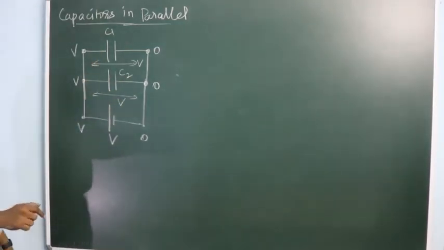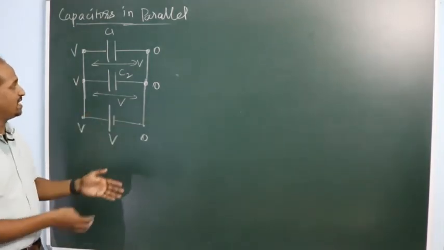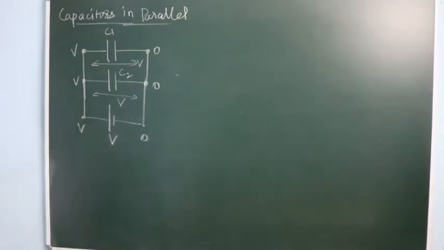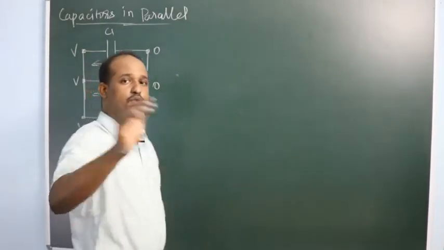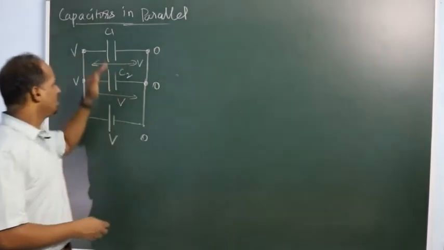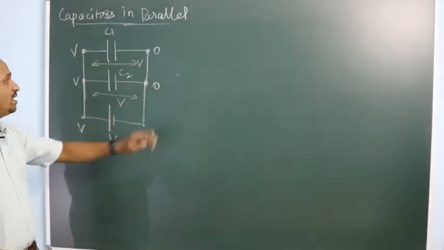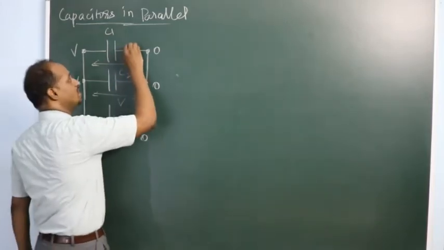When capacitors are connected in series, all the capacitors will have equal charge. And when three capacitors are connected in series, the charge on each capacitor will be Q. They are the same. When capacitors are connected in parallel, then the potential drop across each of the capacitors will be the same.